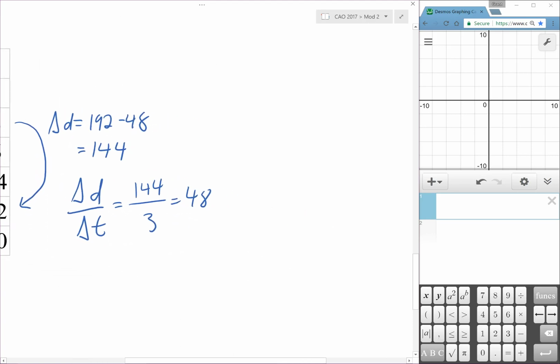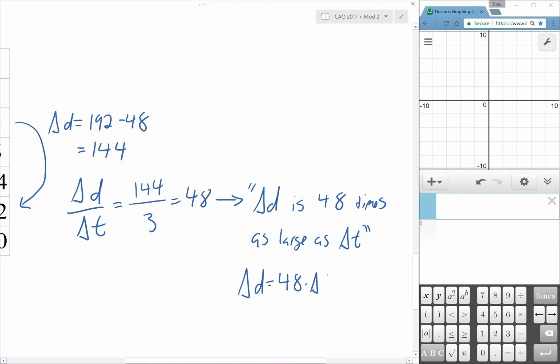And this ratio being equal to 48 literally tells us that over this interval of time, the change in distance is 48 times as large as the corresponding change in time. Or mathematically, delta d is 48 times as large as delta t.